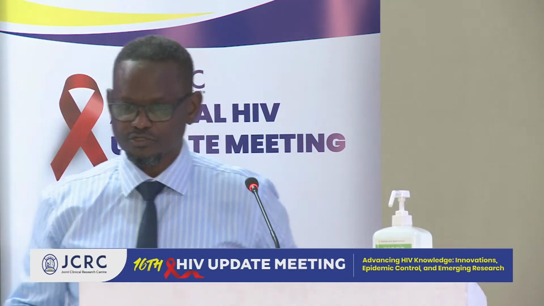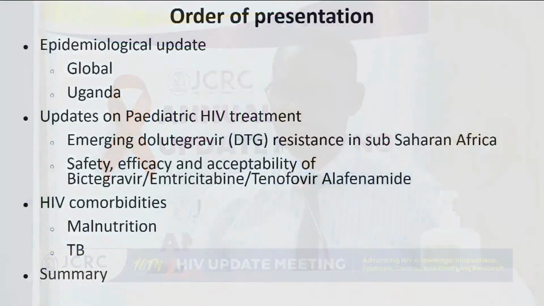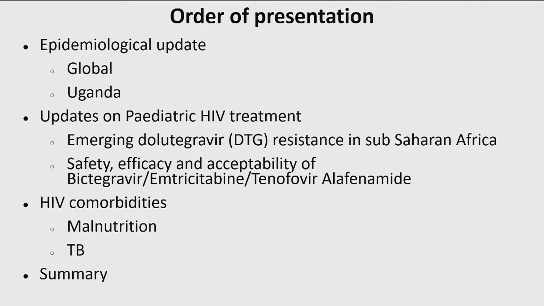This is the order of the presentation that I will use. We will have an epidemiological update, which will be both global and Ugandan data. Then we will look at updates on pediatric HIV treatment, which will cover emerging DTG resistance in sub-Saharan Africa, and we will also look at the safety, efficacy, and acceptability of bictegravir, emtricitabine, and tenofovir alafenamide. Some quick updates there. All those will be studies for that section. And we'll look at HIV comorbidities, particularly focusing on malnutrition and TB, and then we'll have a summary.